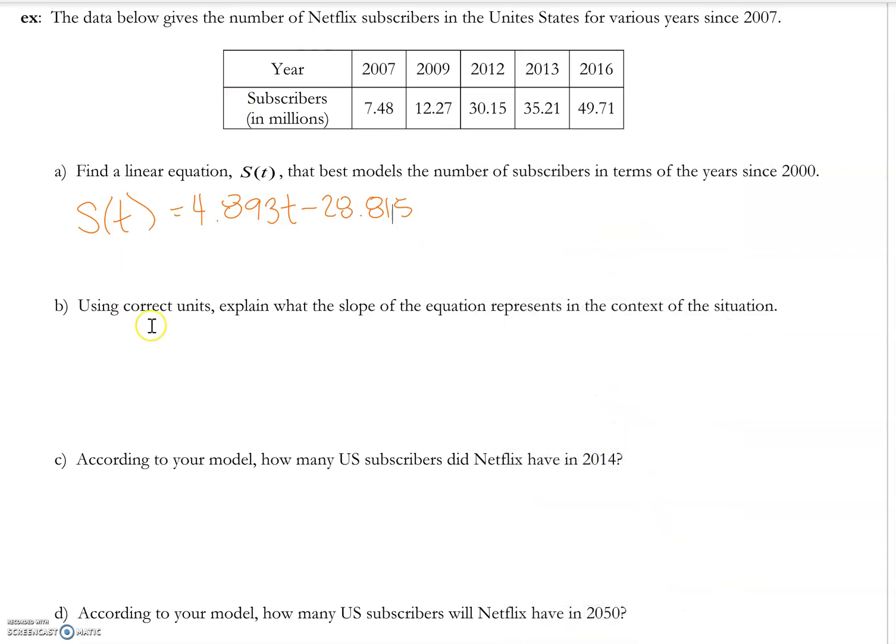So now using this equation to answer some questions, part B says using correct units, explain what the slope of the equation represents in the context of the situation. My slope is this first number here. So 4.893 is representing some sort of change. That means that for each year after 2000, the number of subscribers increases by this many million. So let's write a good sentence for that.